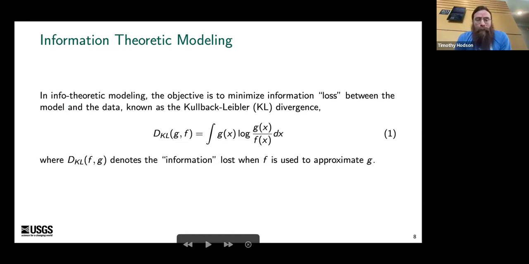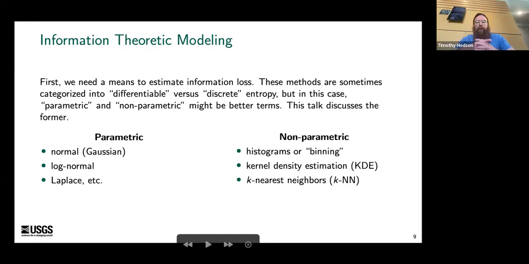Information theoretic modeling, our objective, as I said, is to minimize information loss, minimize our uncertainty. And we do that with the Kullback-Leibler divergence, the information loss when we use a model to approximate another model G. So first we need a method to estimate that. And there are two, often categorized as differential versus discrete methods.